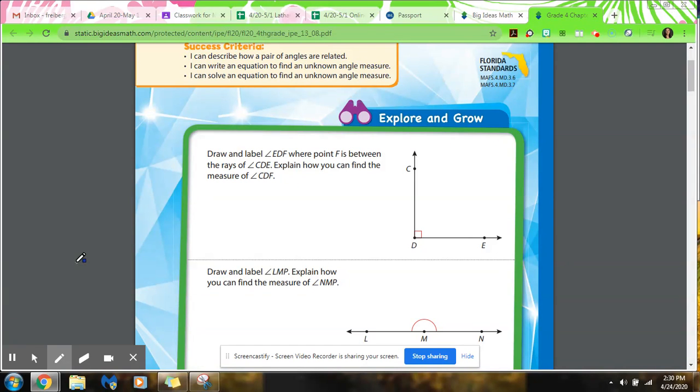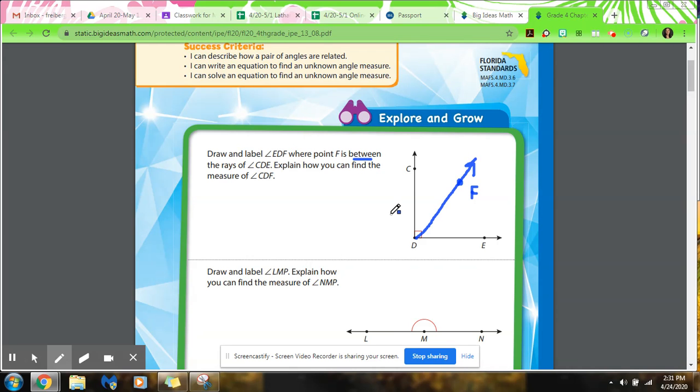Hi, this is going to be for lesson 13.8, which is to find unknown angle measures. So let's start off with our first together problem here. Draw and label angle DEF where point F is between them. It looks like we have ED, and then we need to draw F between them. So I can label this point F so that it is in between them.